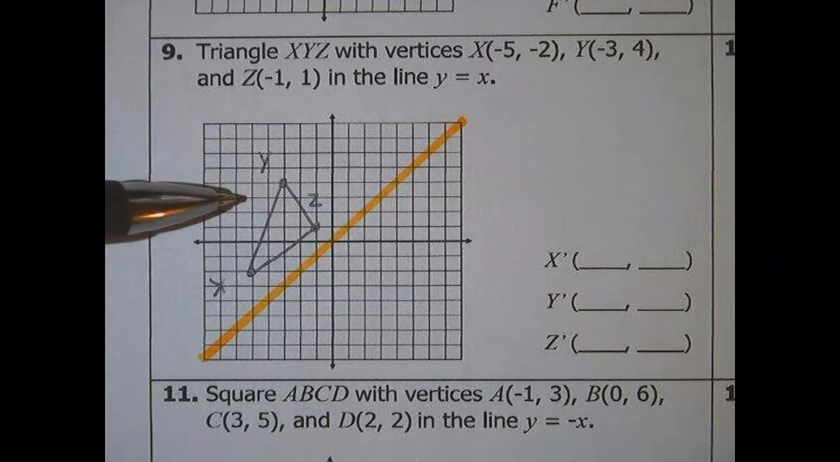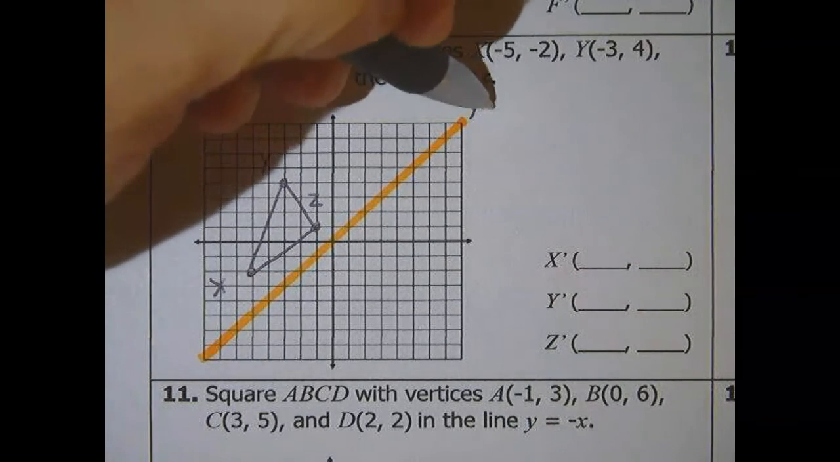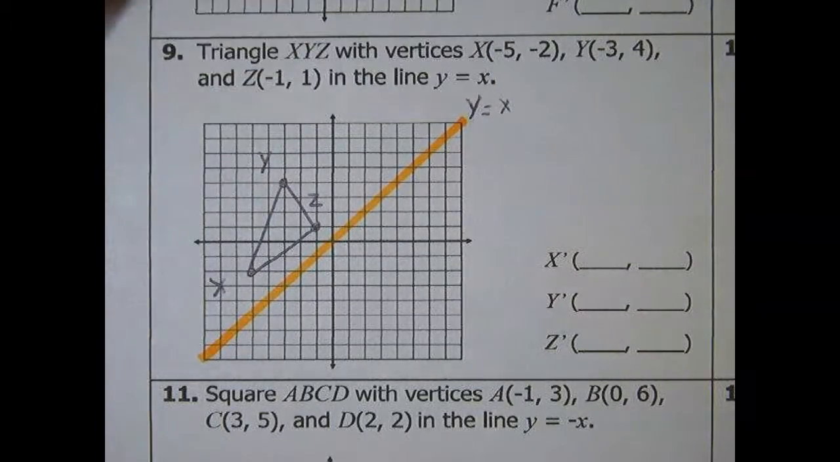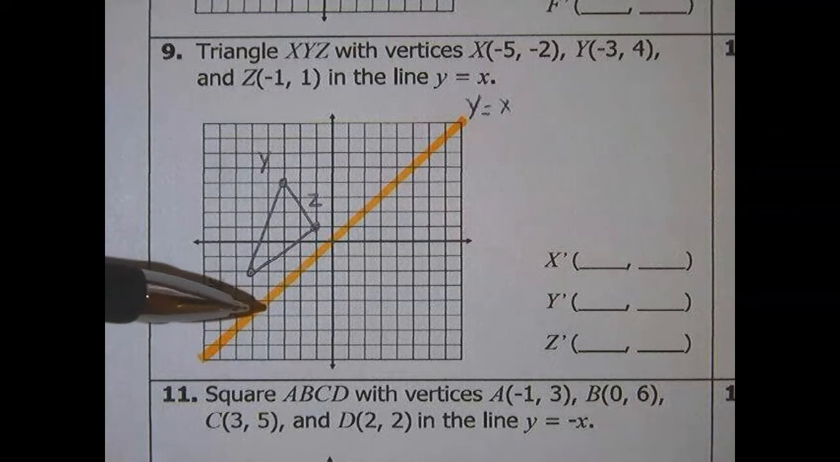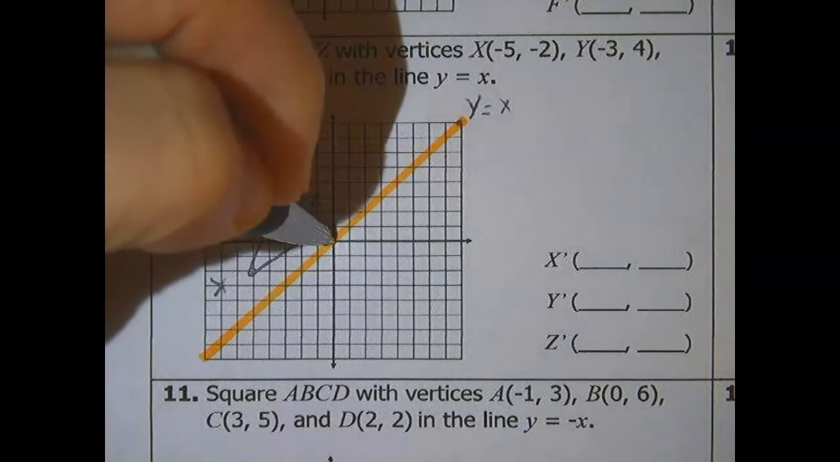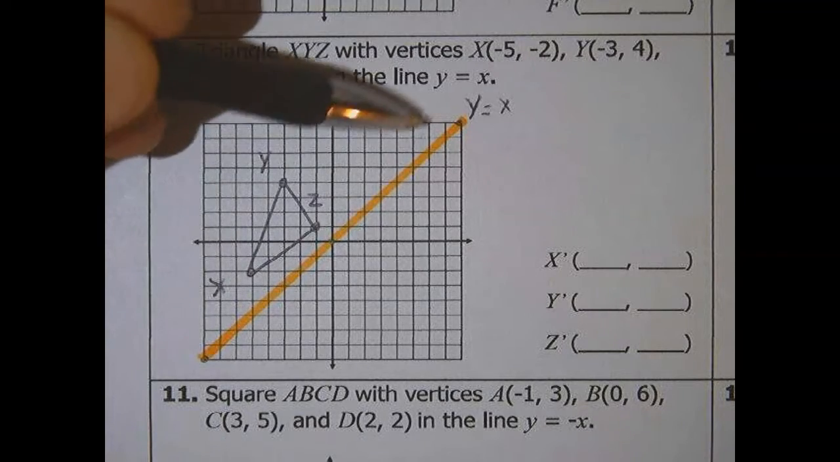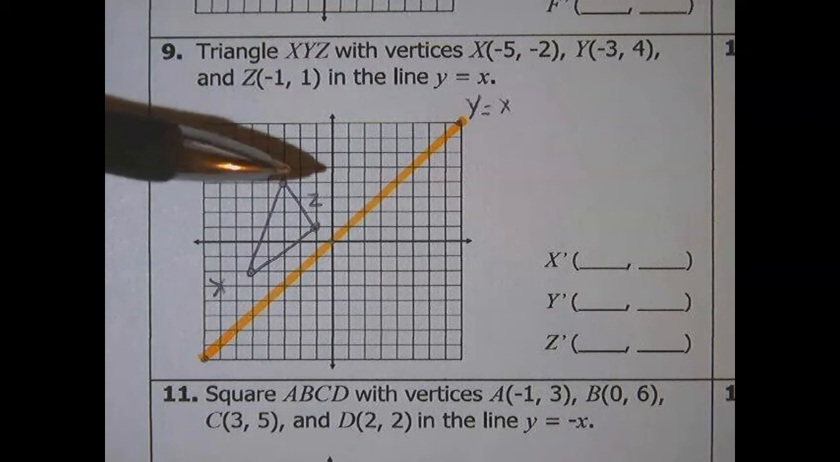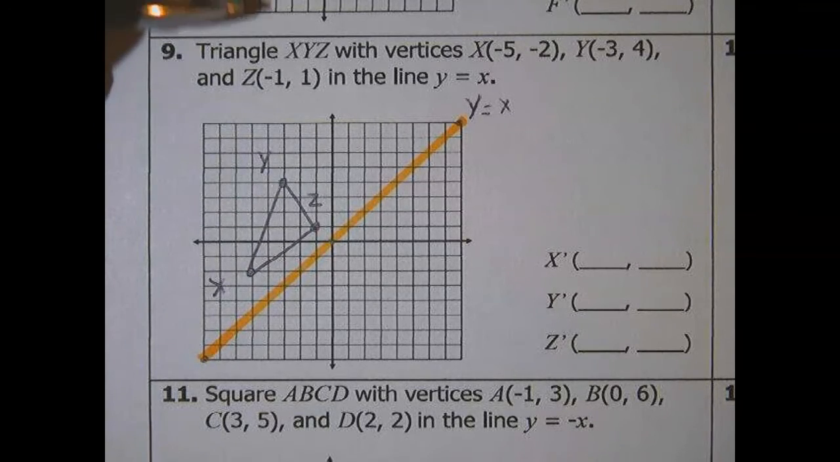Okay, so there's the triangle XYZ, and there's the line y equals x. As long as the grid is a perfectly square grid, you can graph this line by looking at the origin and the point in the corner, and if you connect those points, you get a nice straight line that's the right line y equals x. That only works if it's a perfectly square grid, which these all are. Okay, so let's look at our reflection.